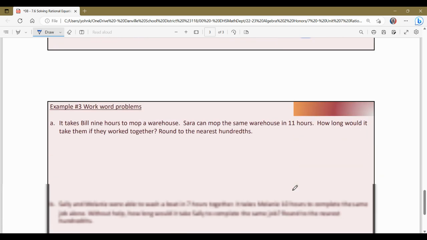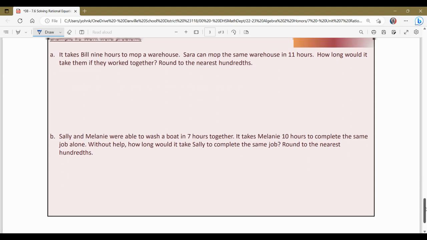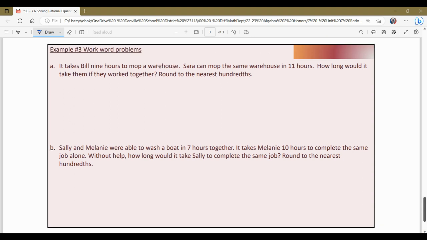Weird. Okay, word problems. So the way we're going to do these word problems is this is two different versions of the same type of word problem. These problems are all about people working together to do a job quicker. So it takes Bill 9 hours to mop a warehouse. Don't ask me what kind of warehouse he's mopping or why he's mopping it for 9 hours, but he's mopping it for 9 hours. Sarah can mop the same warehouse in 11 hours. How long would it take if they work together? Round to the nearest hundredths.